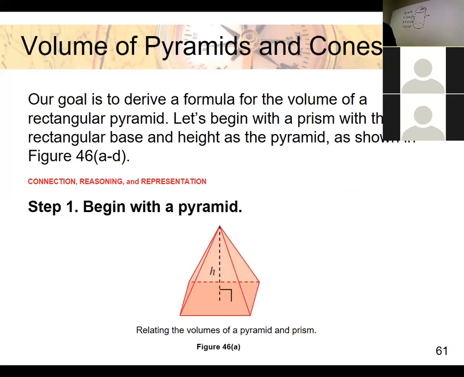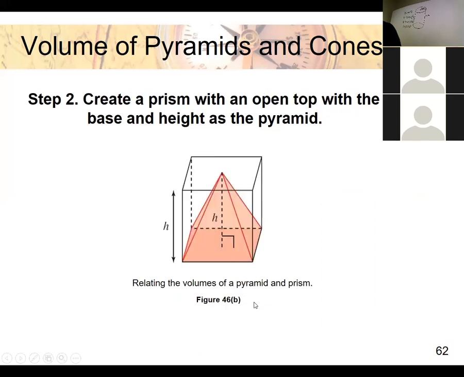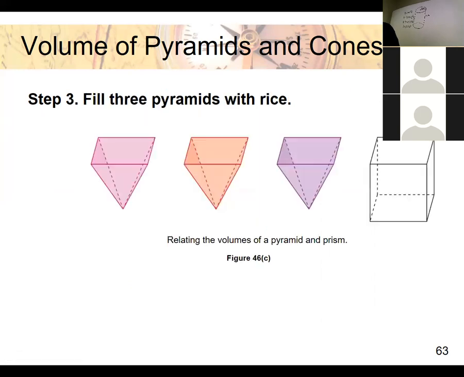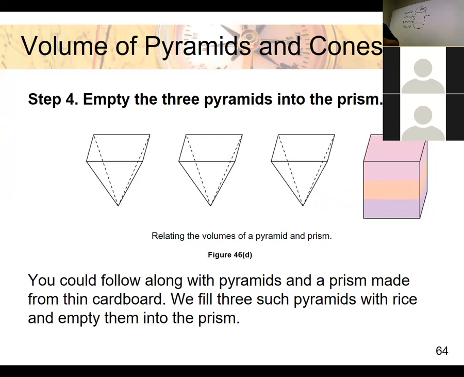Okay, here they're deriving a formula for the volume of a rectangular pyramid. So here we're going to begin with a pyramid like this one here, and then create a prism with an open top with the same base and height as the pyramid. And in this, they're going to fill 3 pyramids with rice into this rectangular prism that you see here. And then if you empty those 3 pyramids into the prism, you'll see that it'll take 3 of these pyramids to fill up this rectangular prism.